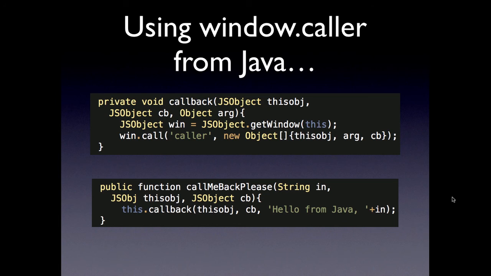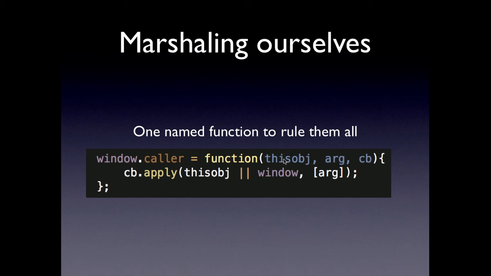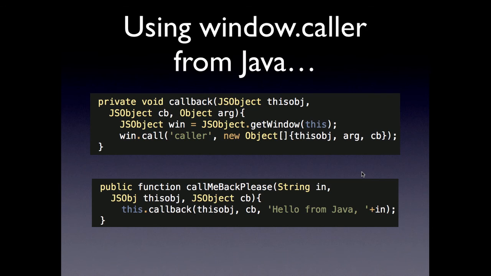Now we need to have the Java side use that window.caller by having here a private method which takes the window object again and then calls that named function, gives it the this object we got, passes in the argument, which can be anything that is again marshaled then, and also passes in the callback. So we will get the callback, the argument, and the this object that we then use to call the callback. From Java we use it like this. We create any public method, in this case, this call me back please method. It takes a string, a this object, and the callback, and we use our internal private method callback, pass in the this object, the callback function, and the result.